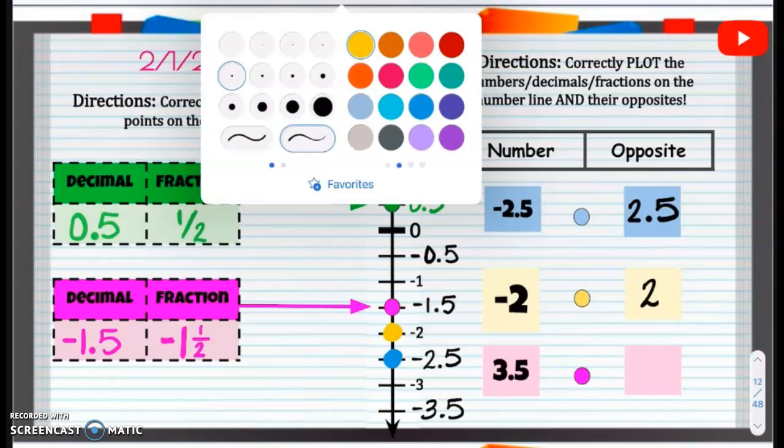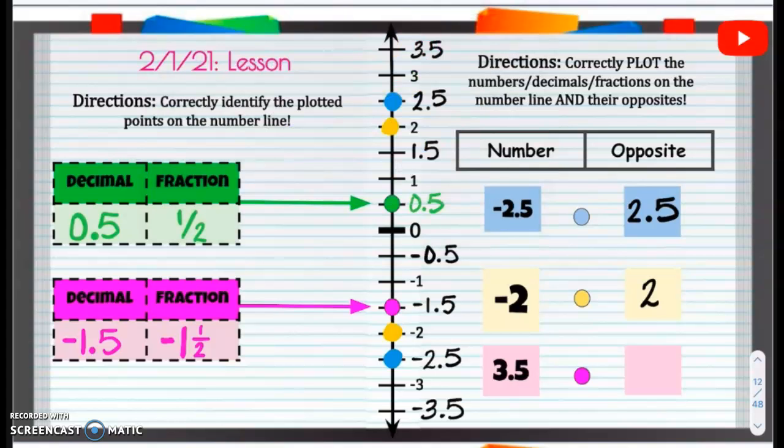All right, the opposite of 3.5 is going to be -3.5. All right, let's plot them up. So we have 3.5, all the way up here. Then we have -3.5 all the way at the bottom.